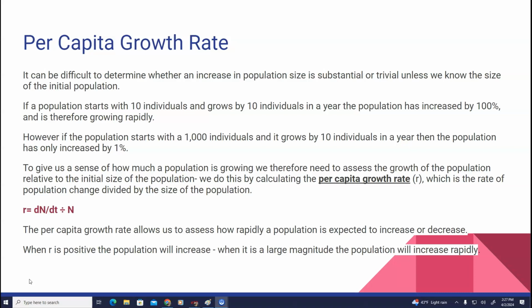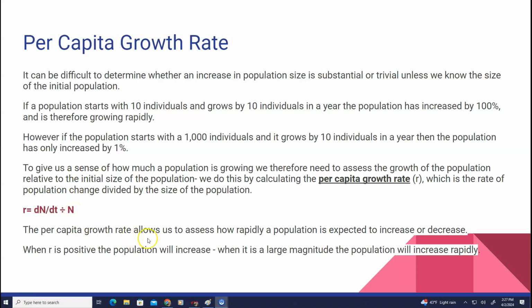So to give us a sense of how much a population is growing, we need to assess the growth of the population relative to the initial size of the population. That is called calculating the per capita growth rate, which we will represent with the letter R. It is the rate of population change divided by the size of the population. So we've got that population change divided by the size of that initial population.